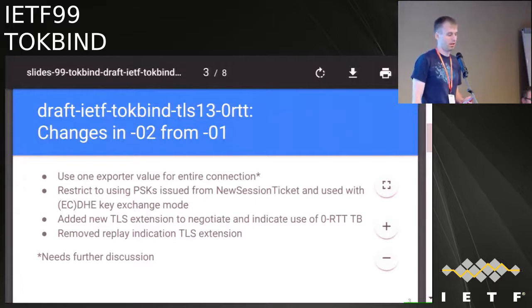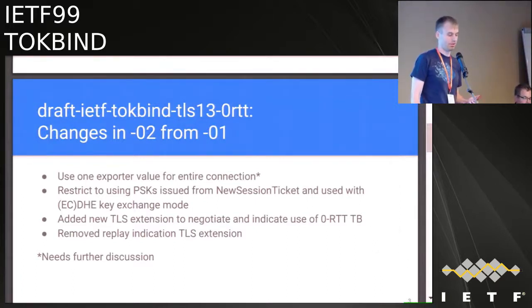So in the TLS 1.3 zero RTT draft, the change from the previous draft is that right now it uses the same exporter value for the entire connection. I don't think this is an issue that's been resolved on the list or in discussion here. So I have a slide or two at the end so that we can continue to discuss this issue in hopes of approaching consensus at some point, probably not here.